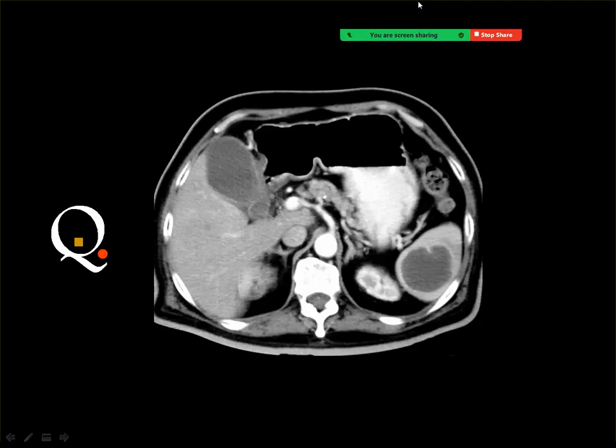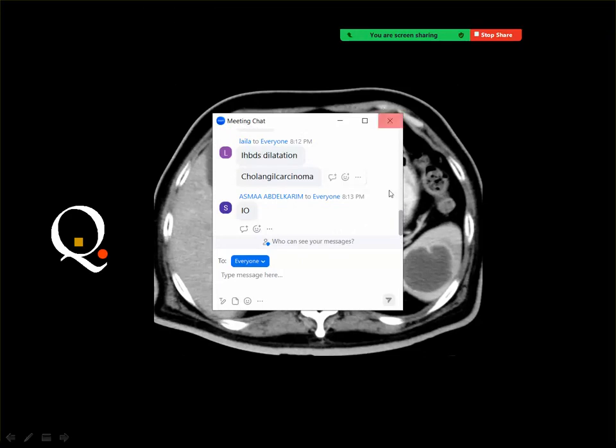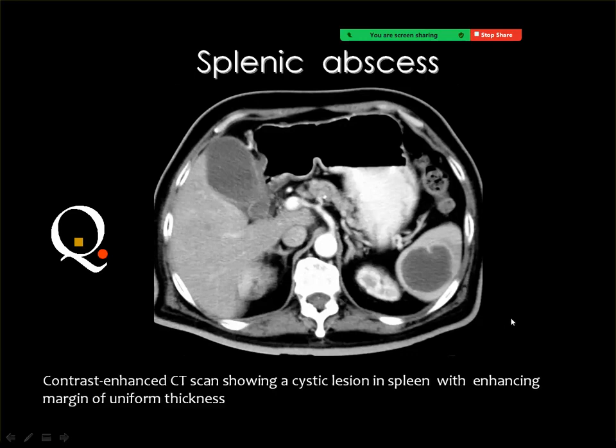Next case. Splenic abscess, yes, that's right. This is an abscess in the spleen. It's relatively rare compared to the liver, but it shows all the criteria of an abscess.